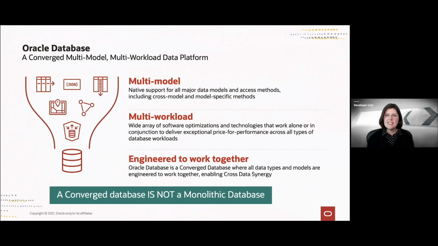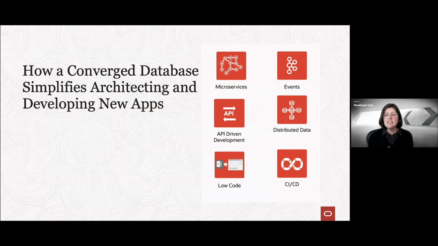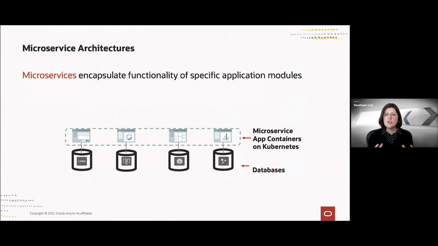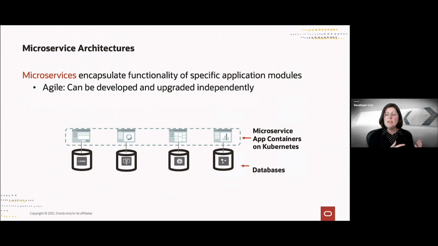Because what I want to do next is take a look at how a converged database can simplify the architecture and the development of these new applications. And I want to start by taking a look at probably the most popular new development paradigm for these apps, which is microservices. With microservices, we're encapsulating the functionality of a specific application module into its own service, separate from all the other modules in that application. By doing that, it allows us greater agility because we can both develop and upgrade that particular service independent of the rest of the application.